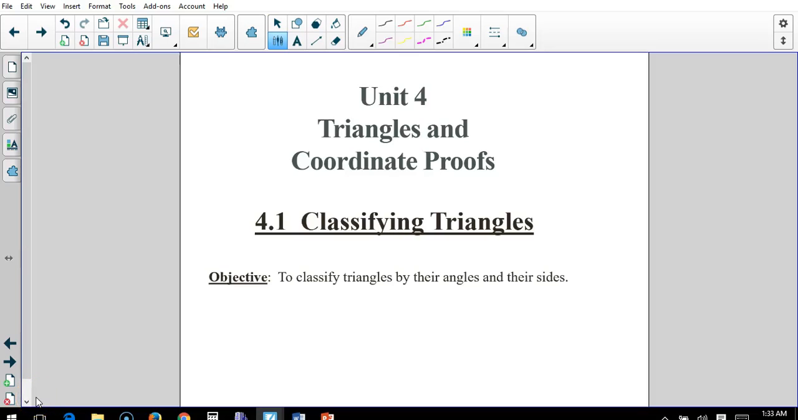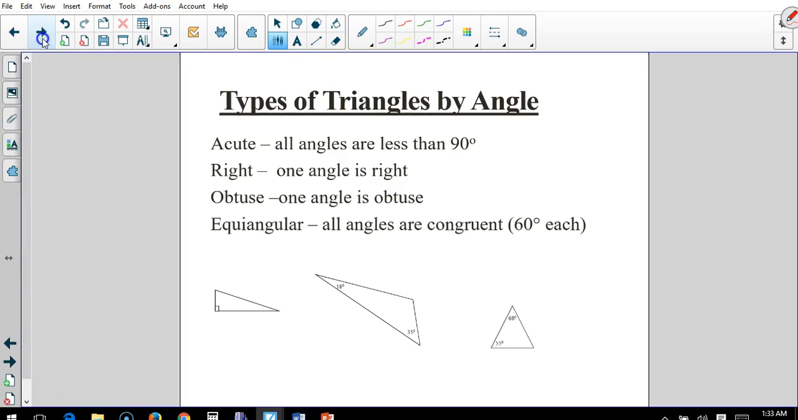Okay, Unit 4, classifying triangles. We're going to classify triangles by their angles and their sides. So, classifying triangles by angle. And we've been talking about this already plenty, and you already all know this. Acute angle, an acute triangle, all the angles are less than 90 degrees. So we've been talking about acute angles plenty. Now we're applying it to triangles.